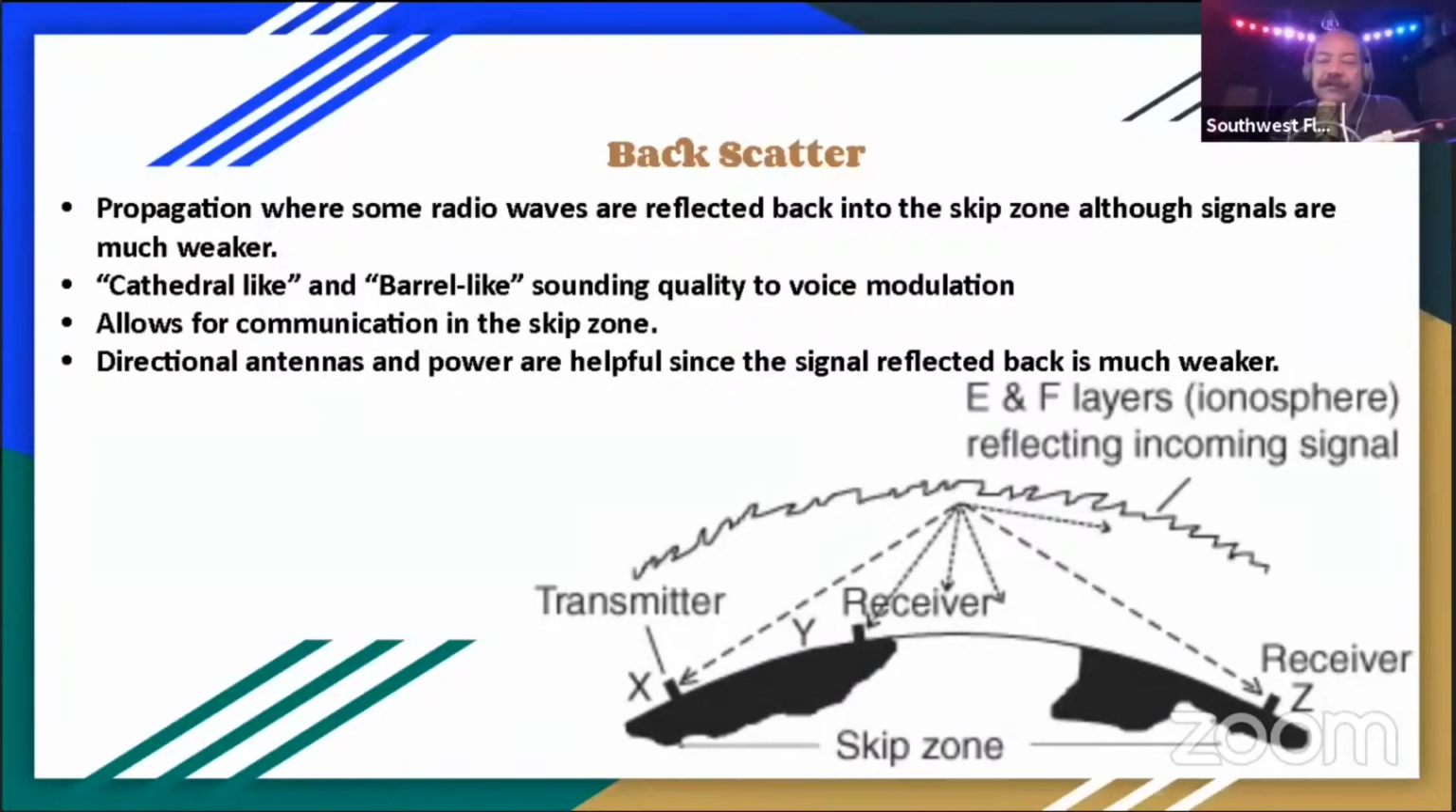I wanted to listen to all these earlier, and it was really neat. You can actually listen to each one and know what it is. Backscatter is another one where radio waves are reflected back into the skip zone.